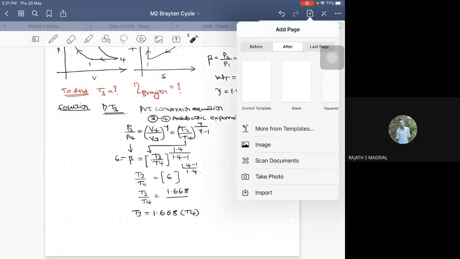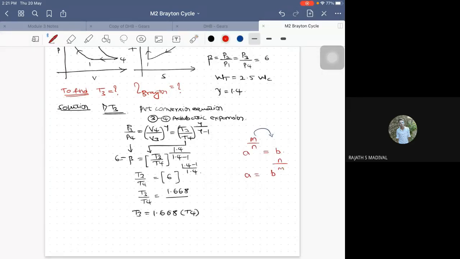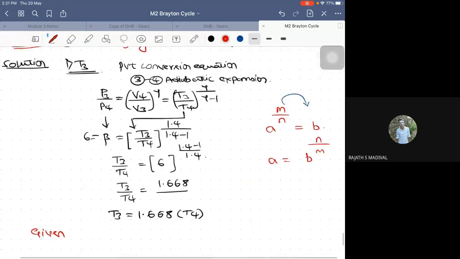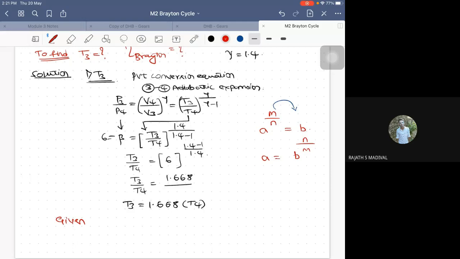Let us see. Now, what has he given? What is the statement given there? Work done by the turbine is equal to how much? 2.5 times the work done by the compressor. Correct? Am I right? Yes, sir.